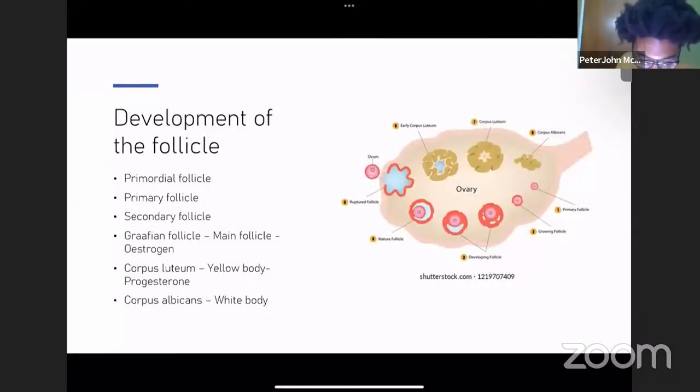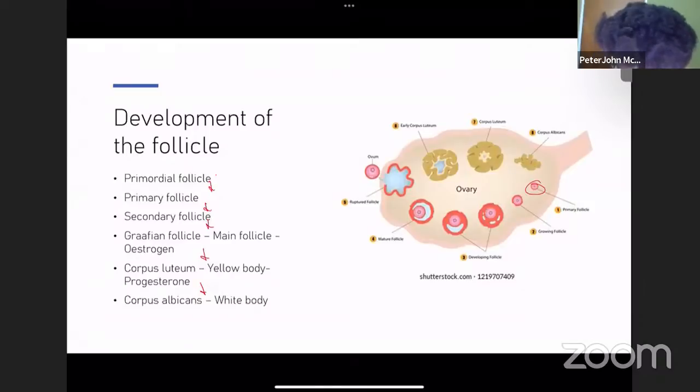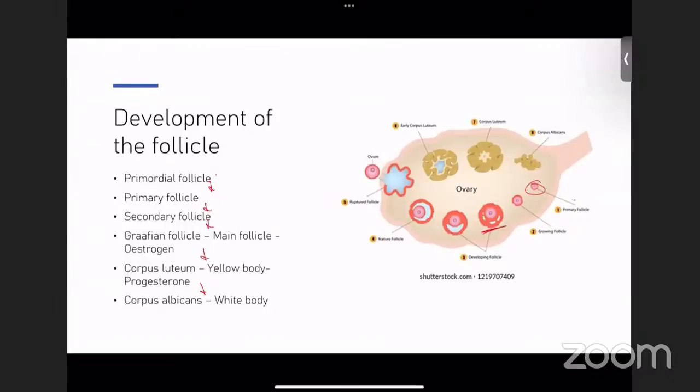Development of the follicle. You start with the primordial follicle, you move on to the primary follicle, then the secondary, then the Graafian follicle, then the corpus luteum, then the corpus albicans. So let's follow the diagram, right? We're starting over here with the primordial follicle. Maybe we'd call this the secondary follicle, and this our Graafian follicle. What's going on here? What's this process called? Ovulation.